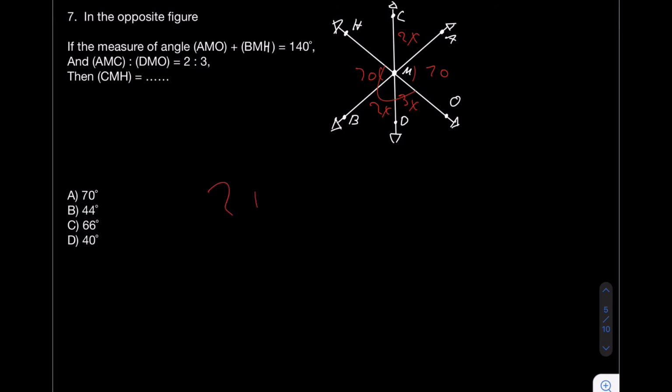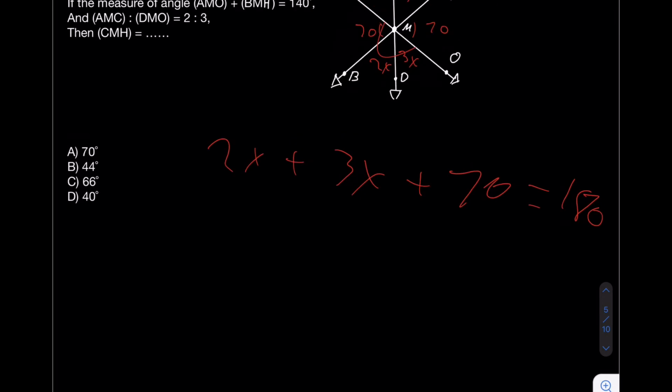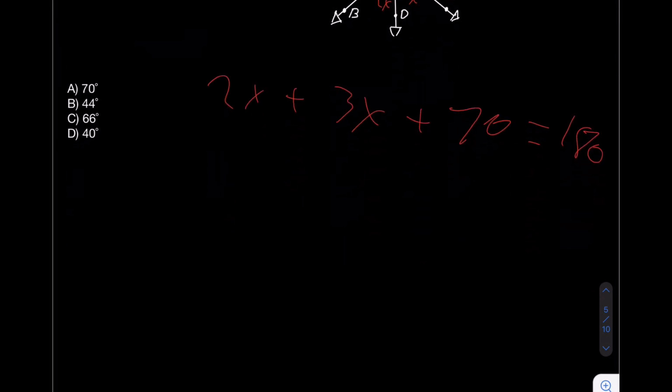Alright, so we have 2x plus 3x plus 70 is equal to 180. Now we solve for x. Finding x will help us multiply it by 3 and then we can find this, right?